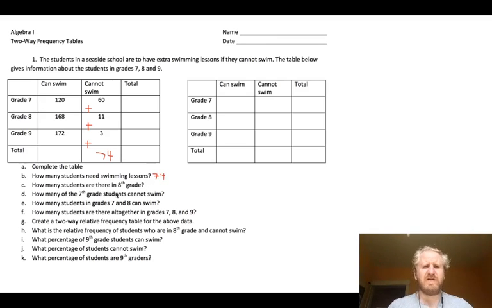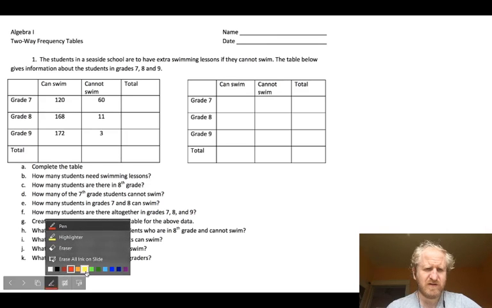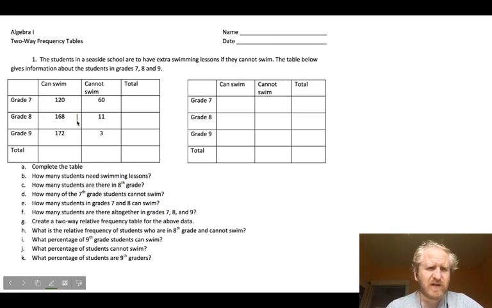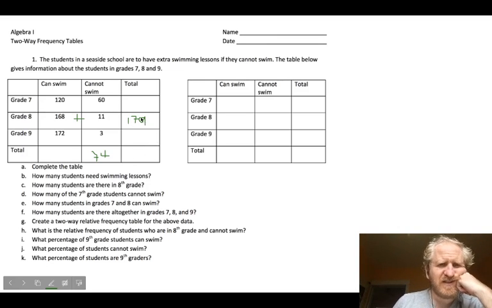All right, now, how many students are there in the 8th grade? That, my friends, is reading it the other direction. So we read it one direction, column direction going up and down. Now we're going to read it in the row direction, left to right. So grade 8, to get all the 8th graders, we do the 168 who can swim plus the 11 who can't. So that's 179. Didn't we have 74 here? I shouldn't have erased everything. 74 here. All right, so it's 179 total 8th graders.